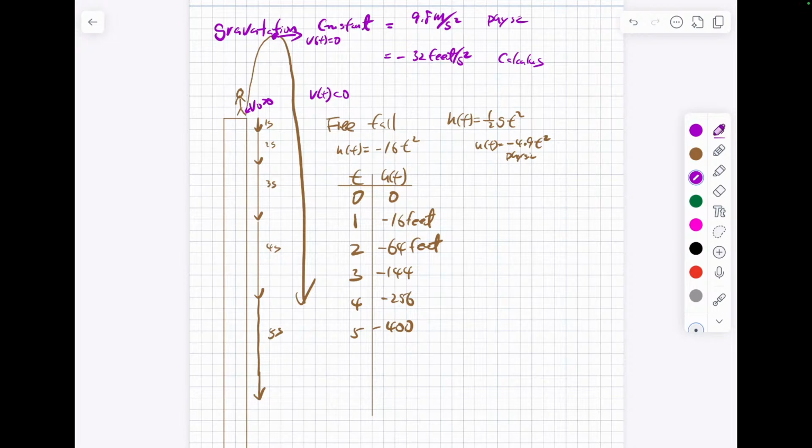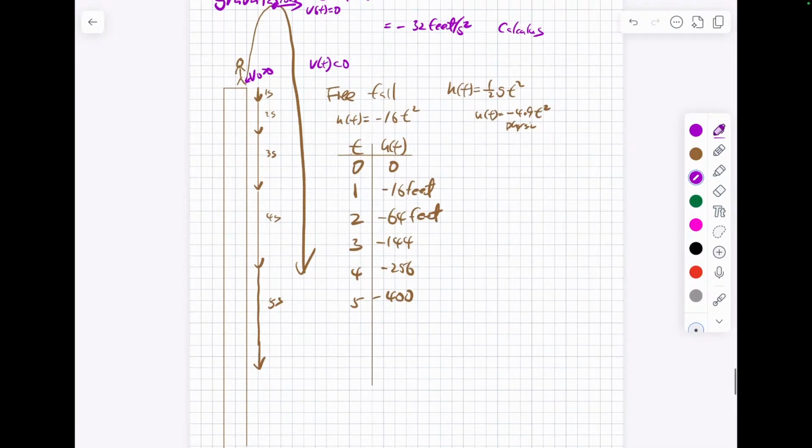Now, with that being said, what's the difference between speed and velocity? Speed has no direction sense. Speed only talks about magnitude. So the whole time, speed is only positive or 0. If it goes up, speed is positive. At the top, speed is 0. When it goes down, the speed is positive again, because speed doesn't matter which direction.